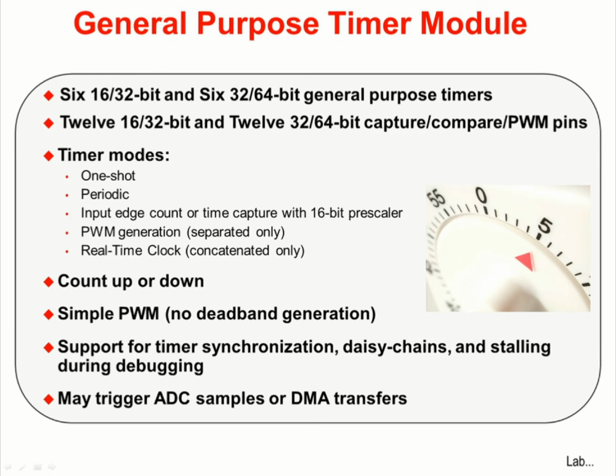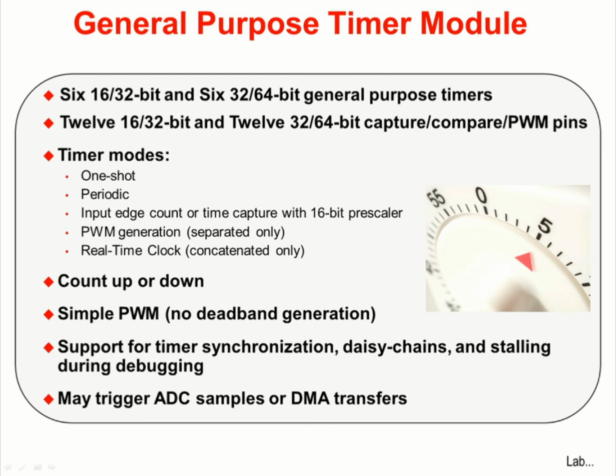The General Purpose Timer Module, or GPTM, has 6 16 or 32-bit and 6 32 or 64-bit general purpose timers. They can be used for capture, compare, or pulse width modulation. There are 5 different timer modes available: one-shot, periodic, input edge count or time capture, PWM generation, and real-time clock. The timers can count up or down.